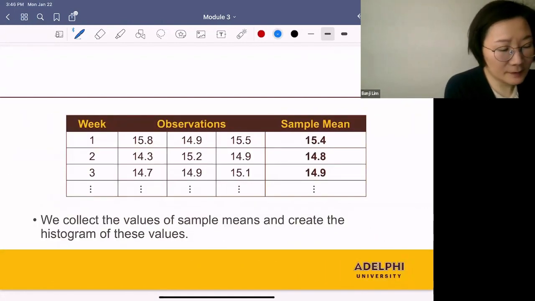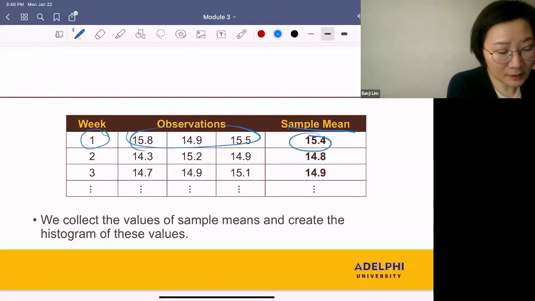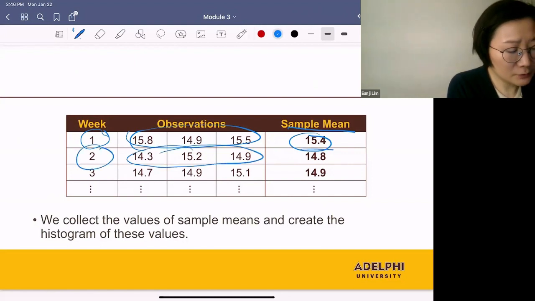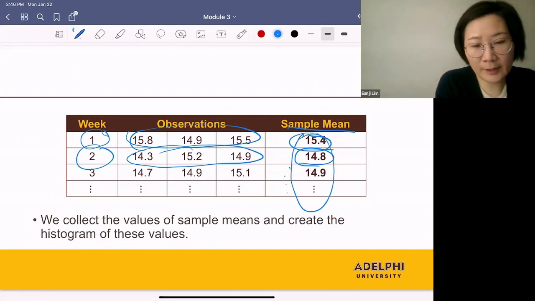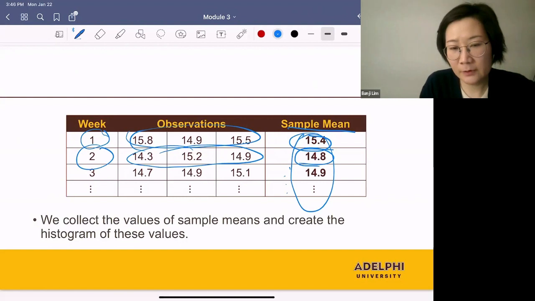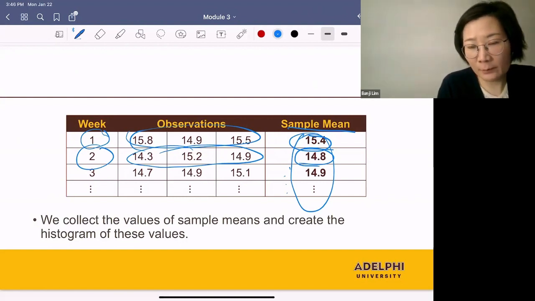So this is the data set we collected, and let's think about how the sample mean is computed. In the first sample, we compute the average of these. We get a value of the sample mean. In the second sample, we compute the average of these. We get another value of the sample mean, and we repeat this. And these sample means are different from each other because we have different values in each sample. And if we keep doing this, we'll end up with a bunch of different values of the sample mean.